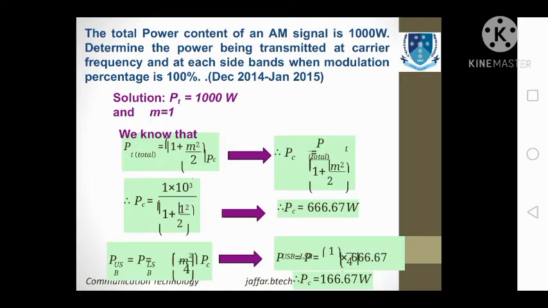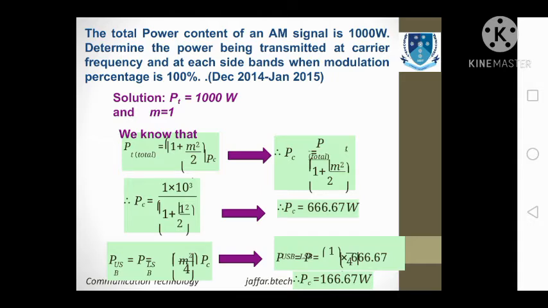So coming back to our topic, our numerical: the total power content of an AM signal is 1000 watt, or you can say 1 kilowatt. We have to determine the power being transmitted at the carrier frequency and each sideband when the modulation percentage is 100. So we have to formulate these things when the power consumption is 1 kilowatt, or 1000 watts.